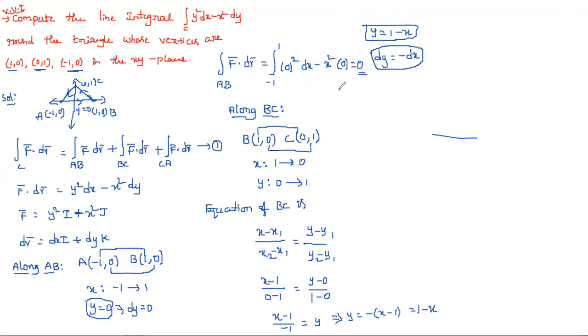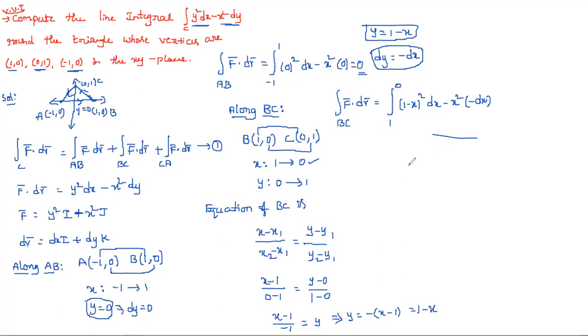Now you need to take the line integral of F bar dot dr bar over the line BC. I'm going to convert in terms of x, so for that, what are the limits of x? 1 to 0. And what about F bar dot dr bar? Here it is y square dx minus x square dy. So y square is (1 minus x) whole square dx minus x square dy. So x square into dy is minus x square into minus dx.